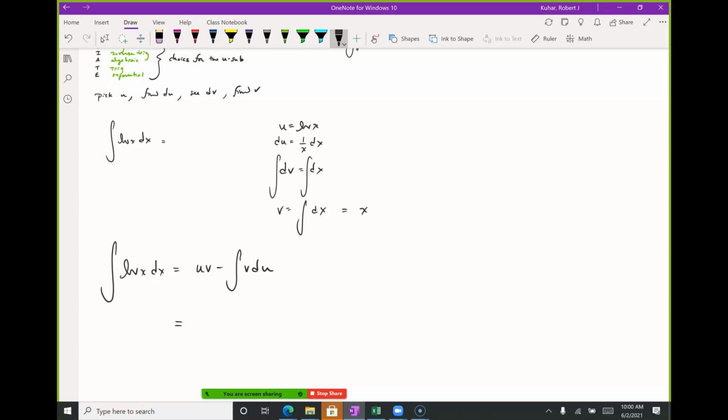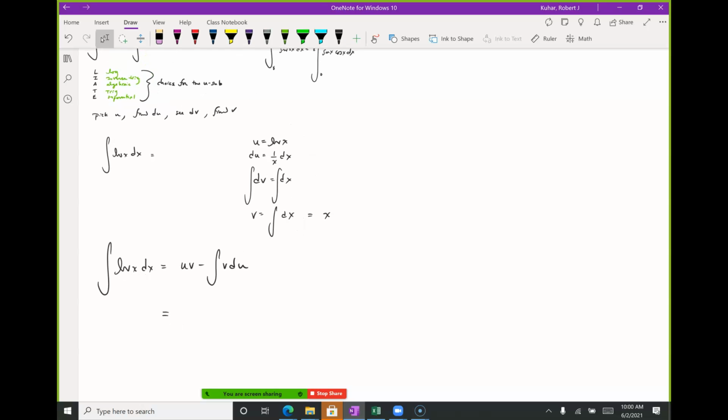Professor? Yes. Actually, could you explain again the integral of dv equals the integral of dx? Yes. So we had this idea of once I find u, right? So I've got ln of x dx. This part is u. Everything that's left over has got to be dv. So dv is dx, right? Everything left over is dv.